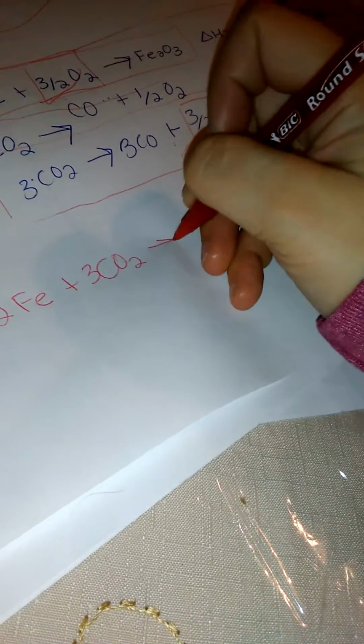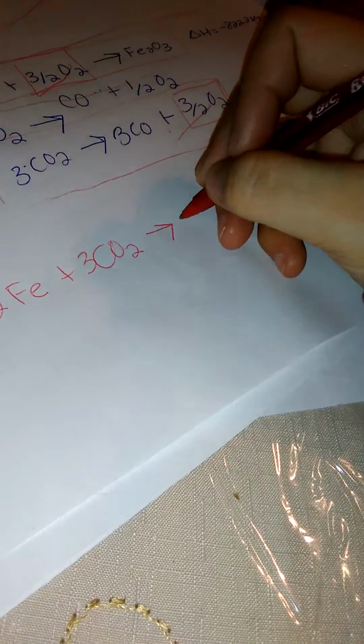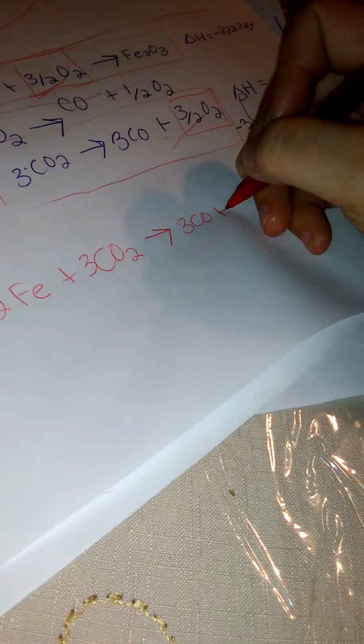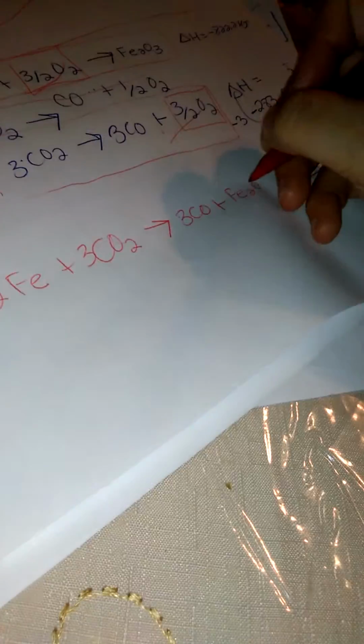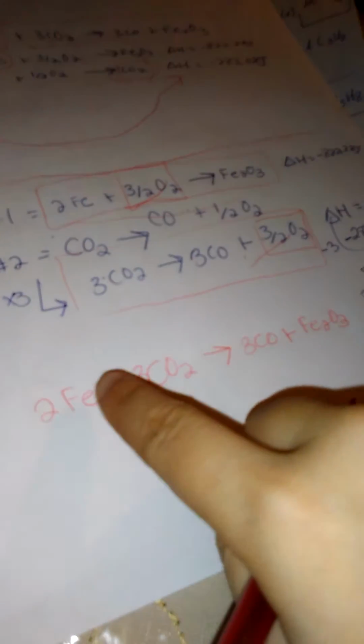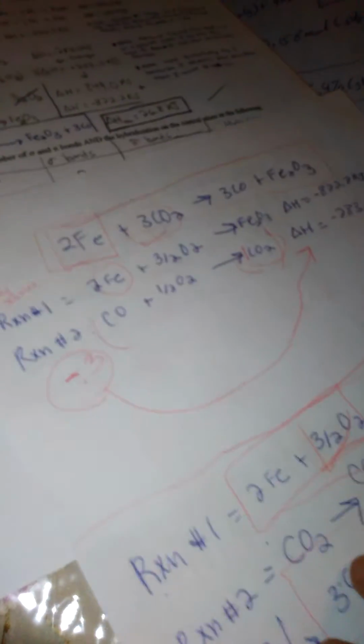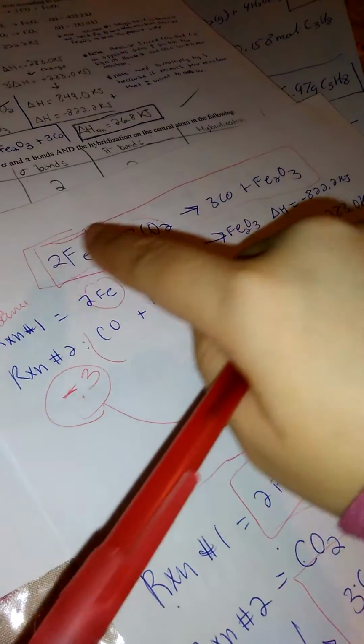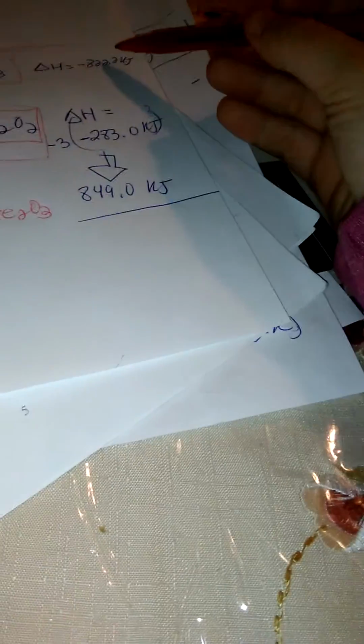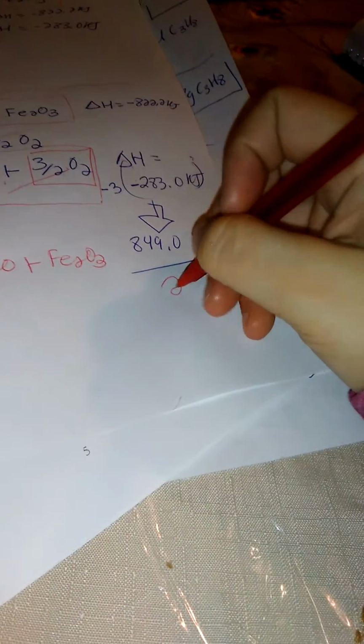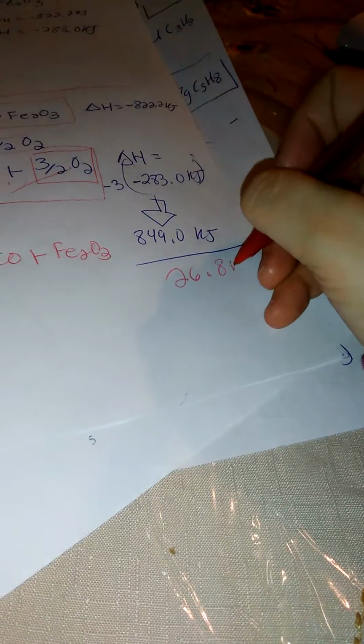So we are left with 2Fe plus 3CO2 yields 3CO plus Fe2O3, which is the same equation as the one given in the review sheet. So we just need to add the two enthalpies because we already know it is the same equation, and this will give us 28.8 kilojoules.